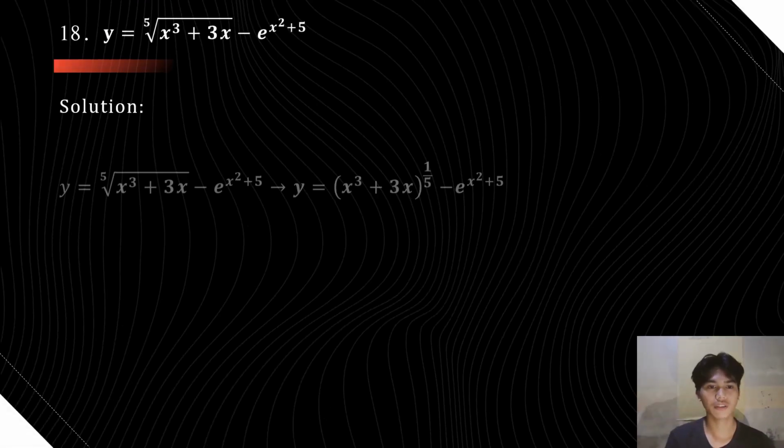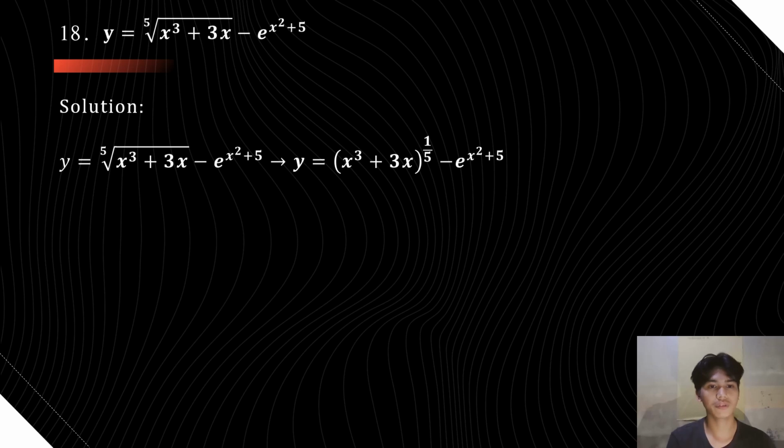So from the function y is equal to the fifth root of x cubed plus 3x minus e to the power of x squared plus 5, we converted it into y is equal to the quantity of x cubed plus 3x to the power of 1/5 minus e to the power of x squared plus 5. Then our final function is y is equal to the quantity of x cubed plus 3x to the power of 1/5 minus e to the power of x squared plus 5.